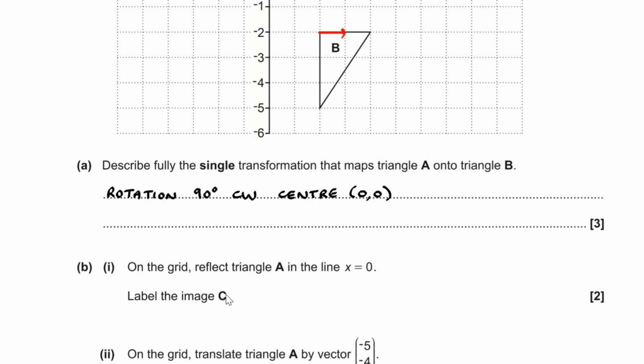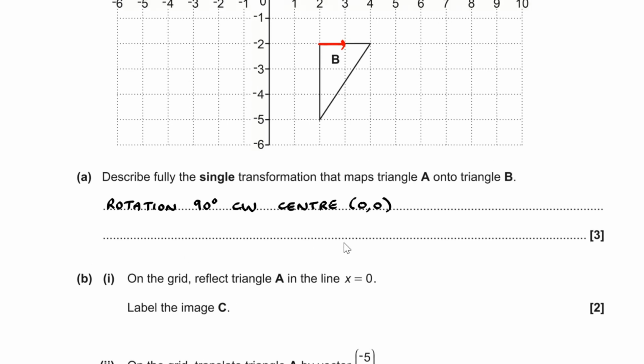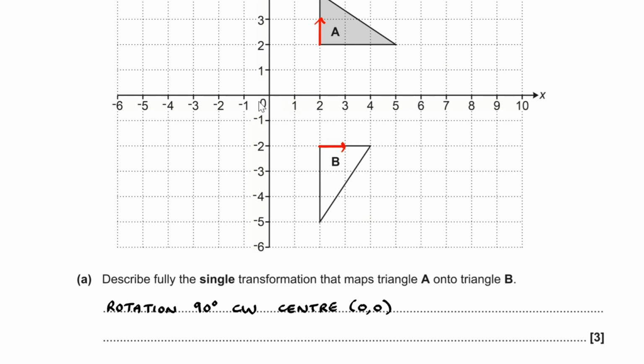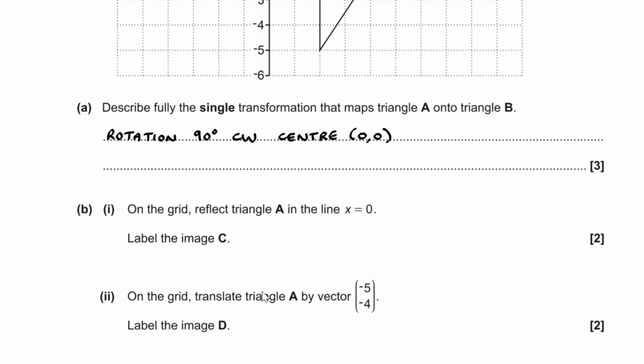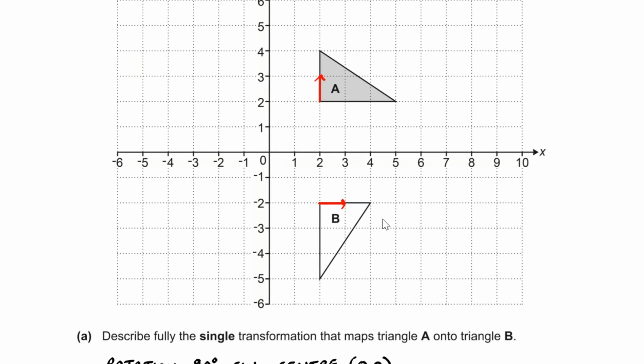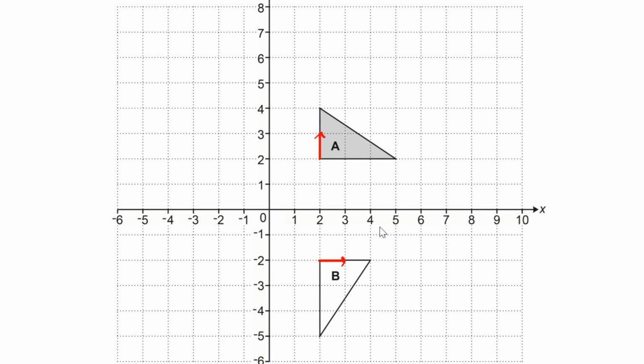And now for the first part of part B, we have to reflect triangle A in the line x equals 0. Well, the line x equals 0, that is this vertical line here, the y-axis. And so if we reflect shape A in this line, what we'd have is the following. We've got a shape with coordinates at -5, 2 up, then -2, 2, and then -2, 4, as we see here. So what we have here is shape C.